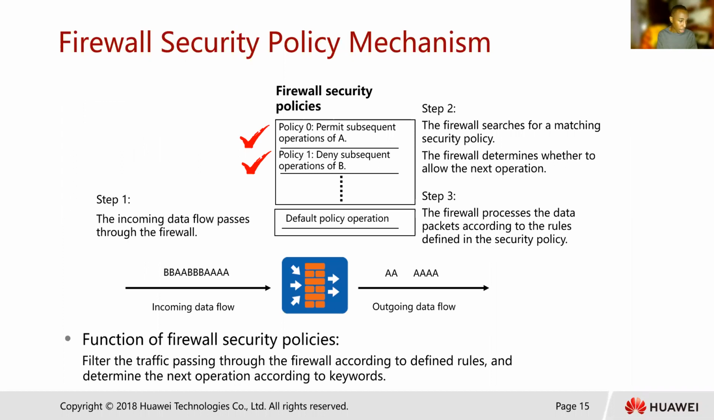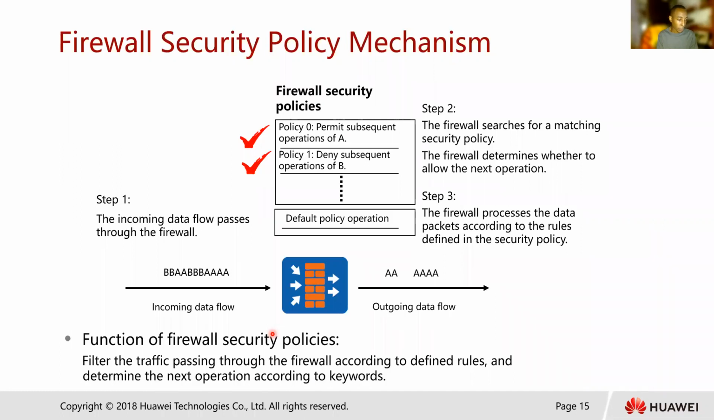It has 3 steps. You have the incoming data flow passing through the firewall, for example BBAA, BBBBA. What are some of the policies that are there? One policy is permit subsequent operations of A. Another policy is deny subsequent operations of B. Step 2, the firewall searches for a matching security policy and determines whether to allow the next operation. Remember we said that it checks the packets individually, independent of each other. So it will process the data packets according to the rules defined by the security policy. You can see right now only the A's are going through, because any subsequent operations of B are denied. If it was the opposite, deny subsequent operations of A but allow subsequent operations of B, then that would be what would happen.